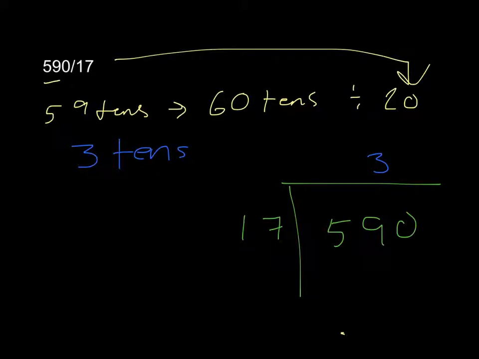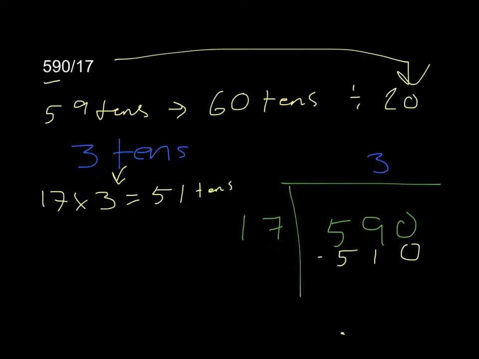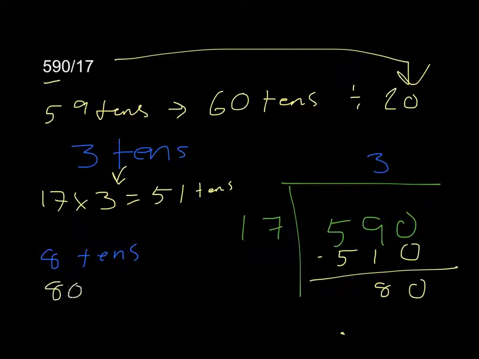And then I'm going to do 17 times 3, which is equal to 51 tens, because remember this is 3 tens, which is 510. Okay, and I'm going to subtract that, and then I have 80, which is 8 tens, and I'm going to divide that by my 20 from here again. So 8 tens, which is 80, divided by 20 is equal to 4.